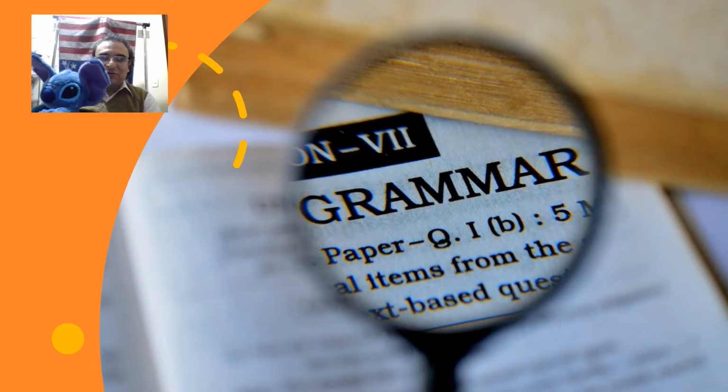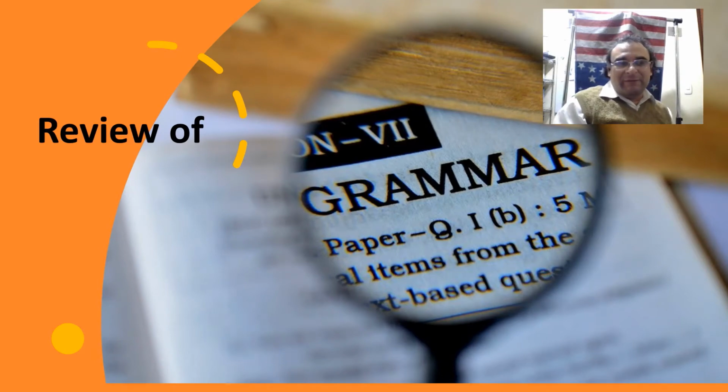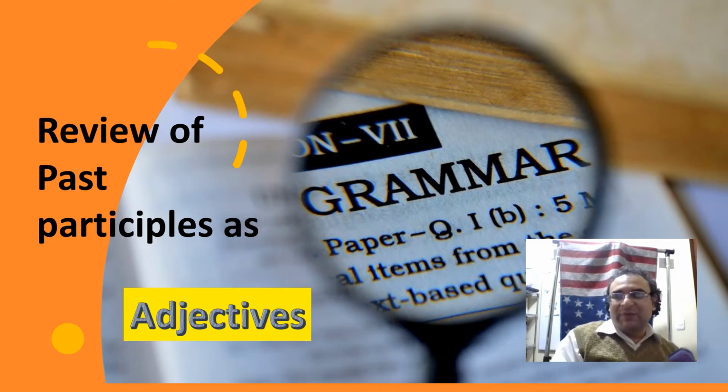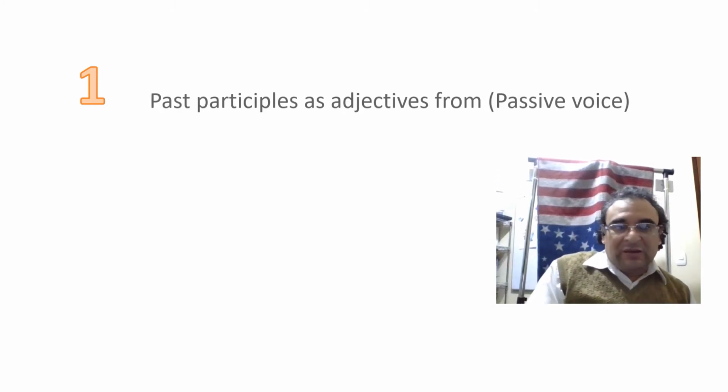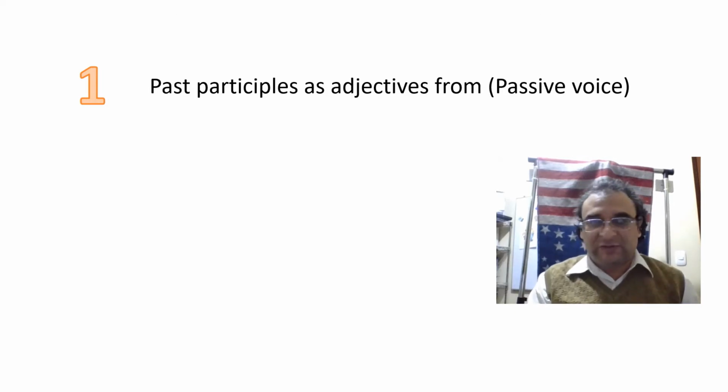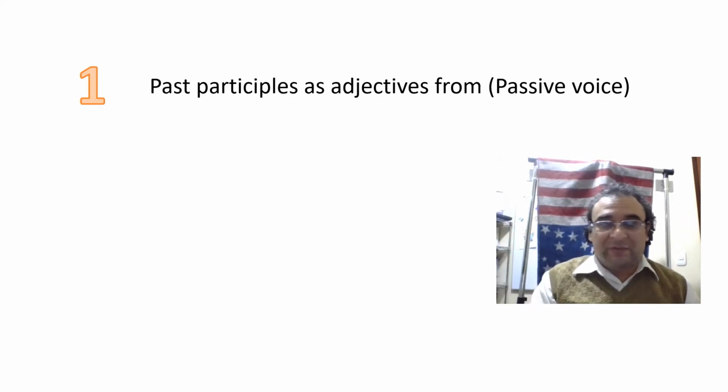Okay, and to continue with the review of grammar, we are going to start today with a review of past participles as adjectives. Okay, so there are two cases in which we will use past participles as adjectives. And this is the first one. So we will use past participles as adjectives from passive voice. So if you practiced passive voice before, this shouldn't be too difficult.